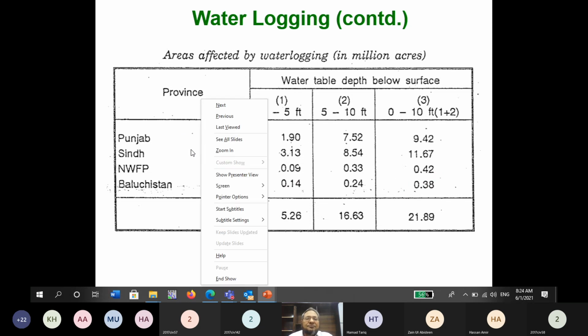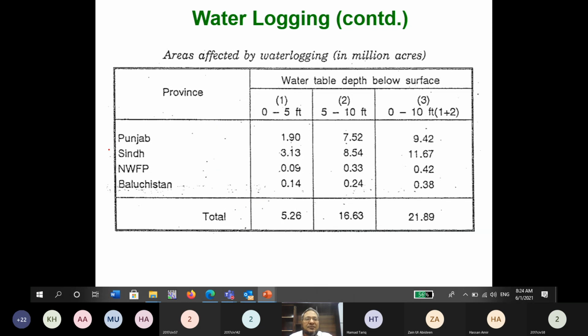If you see this table, which province has the maximum waterlogged area? Which one is it? Sindh province. What is the reason?